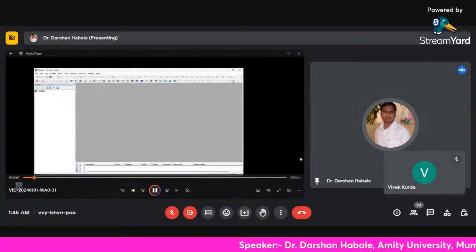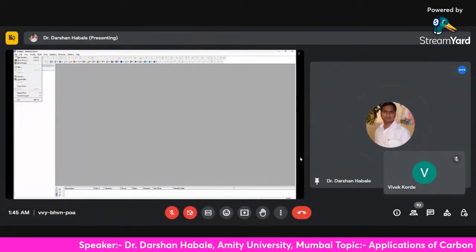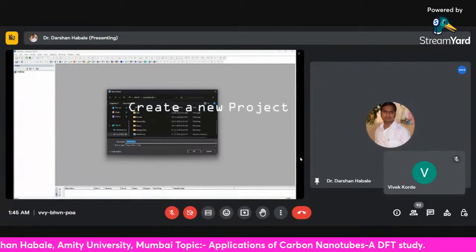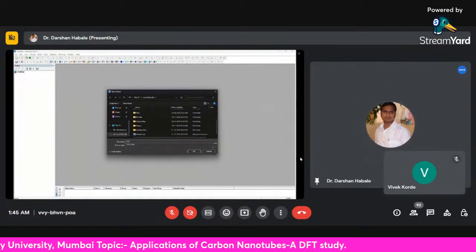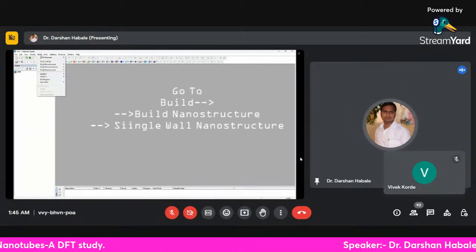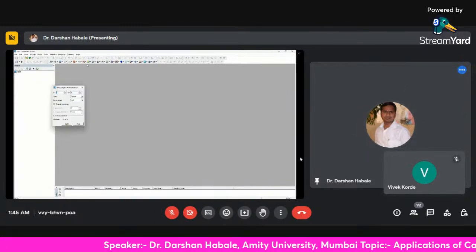This is the view of Materials Studio, and here you can create a new project. You can name it like carbon nanotube, and make a file. This is just showing how to build a carbon nanotube on this visualizer.